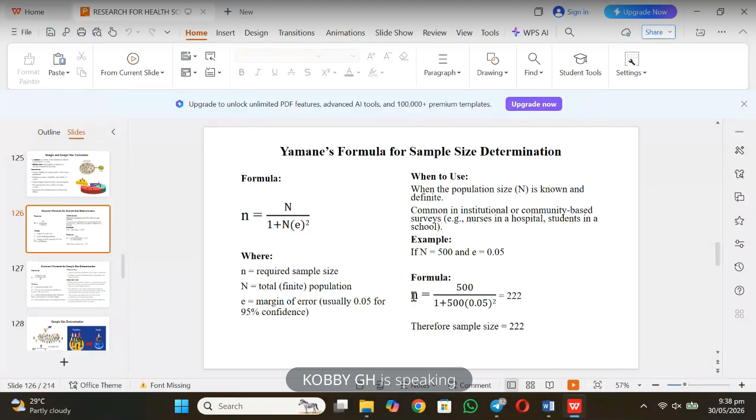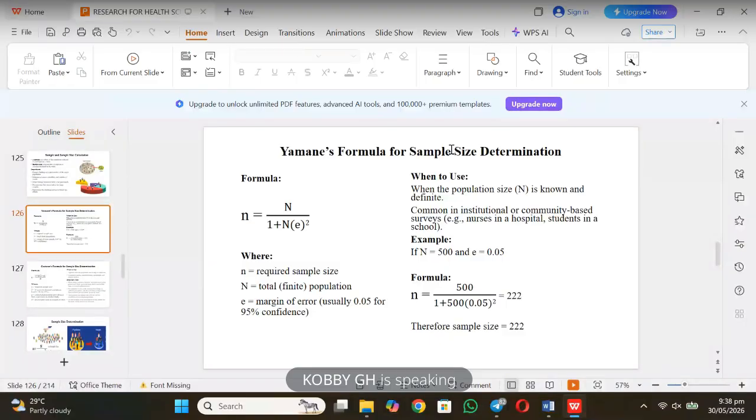So look at this one. You see this one, the population is 500. But look at the sample size. See, it's 220. So imagine this was about 1 million. Just imagine a population of 1 million. If the population size, which is the capital N, is too big, please go and use the Cochran formula. That will help to reduce the sample size for you.